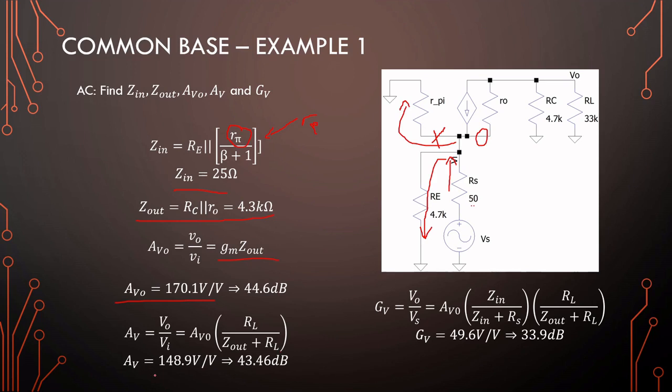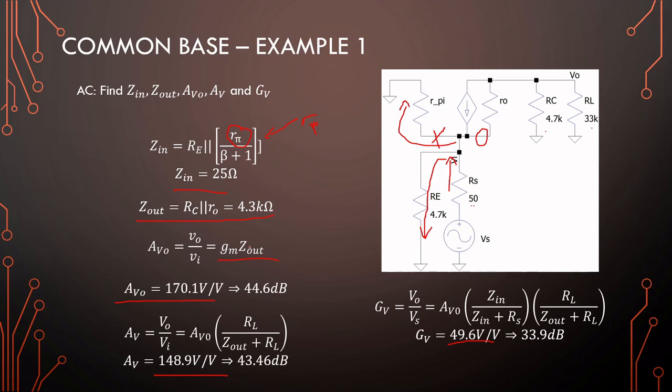So, loaded gain. This is a very large load connected here, so not very high losses for AV. And for GV we have 50 ohms, and the input we are seeing is 25 ohms. So we will have a very large loss right here. Typically 2/3 will fall away, and we get 49.6 volts per volt. Right, and that is our first common base example.